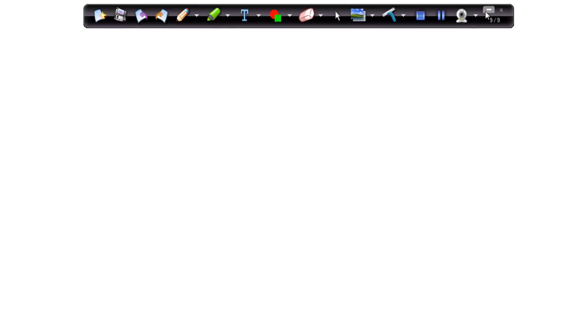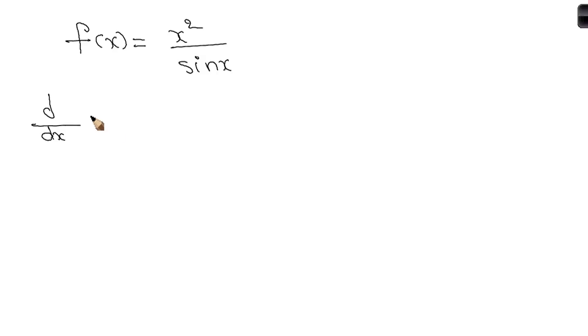Now let me solve the second example. Take for example f of x is x square by sin x. I would like to find the derivative of the function f of x, which is x square by sin x. So the derivative of the function f of x is given as derivative of x square by sin x.